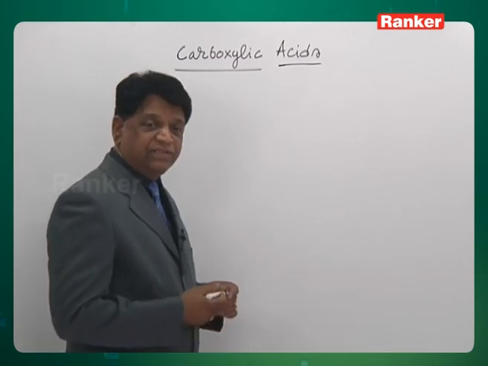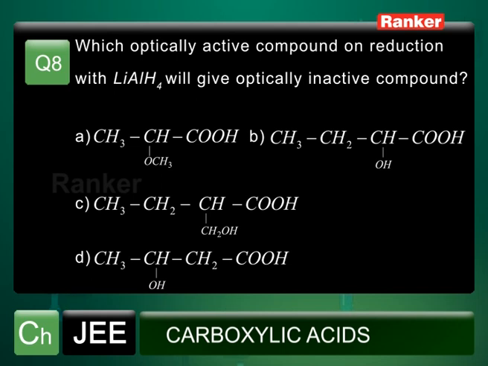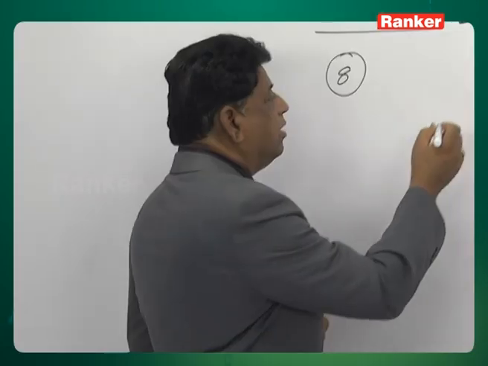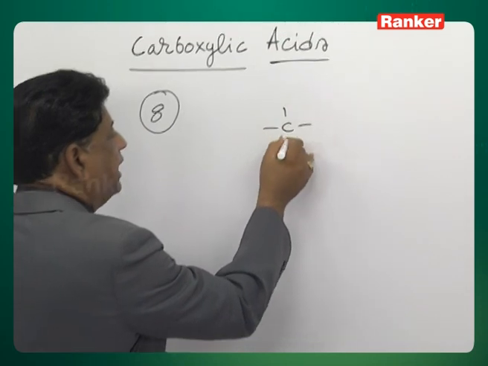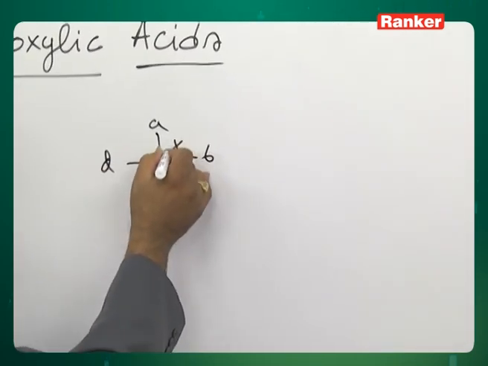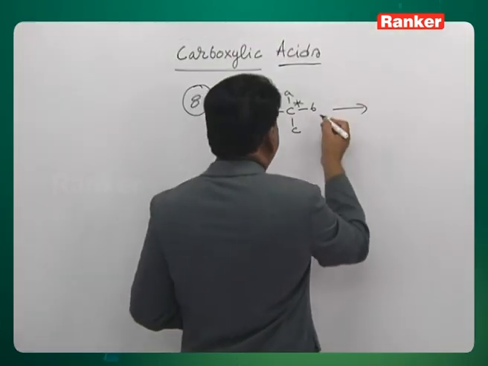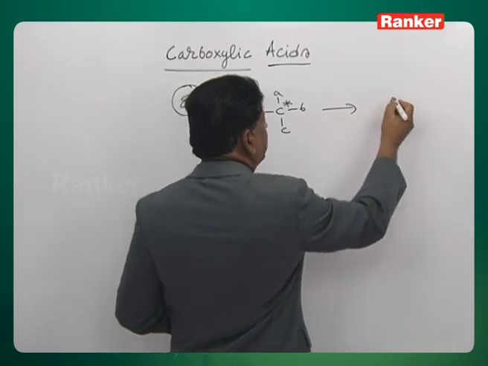So, let us go for question number 8. The question goes like: which optically active compound on reduction with lithium aluminum hydride will give an optically inactive compound? So originally the compound should be optically active. Optically active means a compound containing a chiral carbon with A, B, C, D. After reaction, some identical groups should be formed.